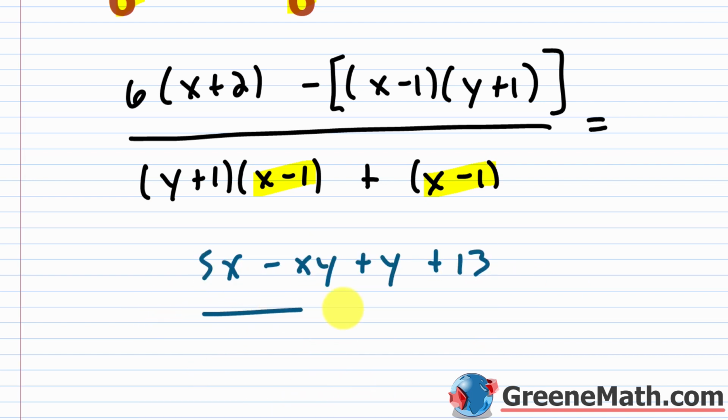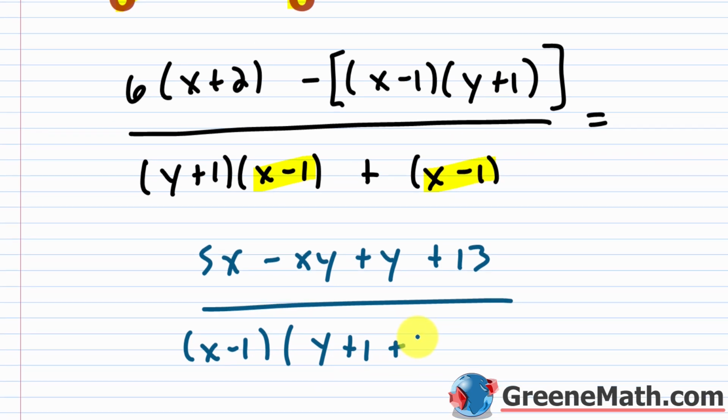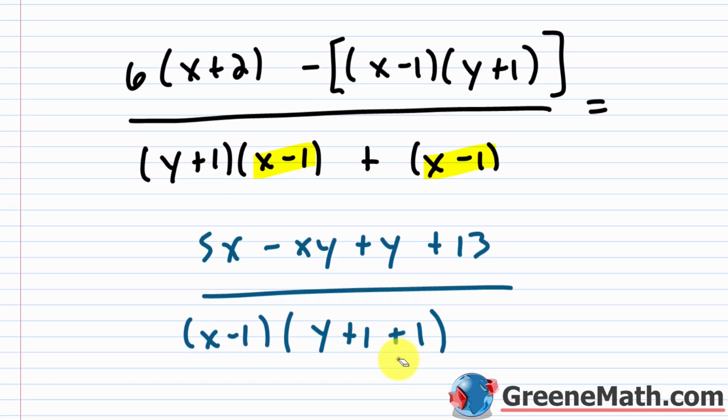Let's look at this denominator now. So we have this quantity x minus 1 that can be pulled out. Inside, I would have y plus 1, and then what's left over here would be another 1. So this would be y plus 2, right, if I simplify. So those would be my factors there. I'm just going to tell you in advance you're not going to factor this and cancel anything. So this would be our simplified answer.